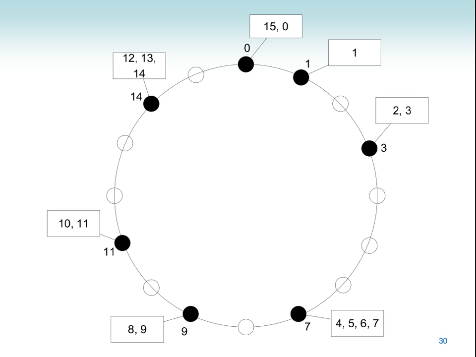And all the other nodes would have a routing table with just a single entry. Now, the benefit of having a routing table with a single entry is it's easy to update.